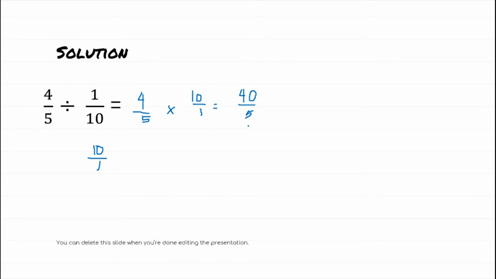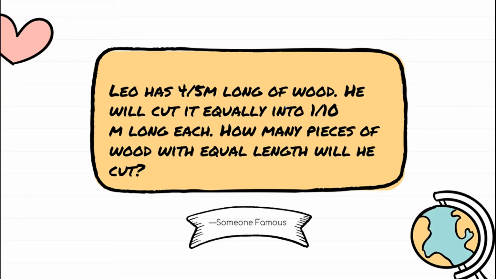But if we divide 40 by 5, we will get a whole number because 40 divided by 5 is equal to 8. So we could not change this into a mixed number because there is no remainder when we divide 40 by 5. And the answer for that one is 8. So it means that Leo can cut 8 equal lengths of wood.